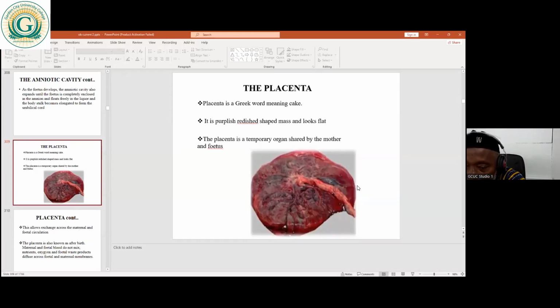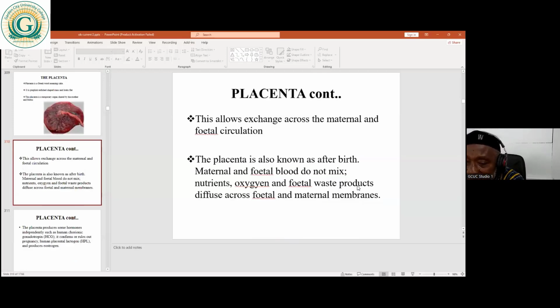So we have the placenta introduction here. The word is Greek, meaning cake, and it's reddish in color. The placenta is a temporary organ shared by the mother and the fetus. That's what you should know. In other words, after delivery of the baby, it has no business to be in the mother. But what it does is allow exchange of materials between maternal and fetal circulation. The placenta is also known as afterbirth.